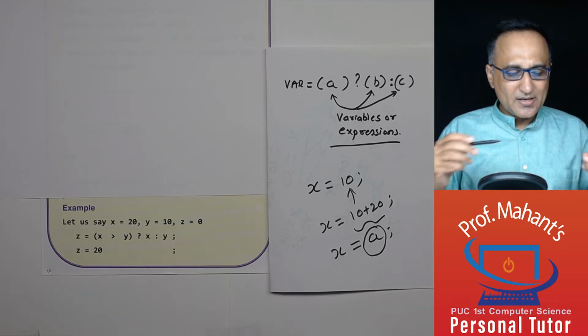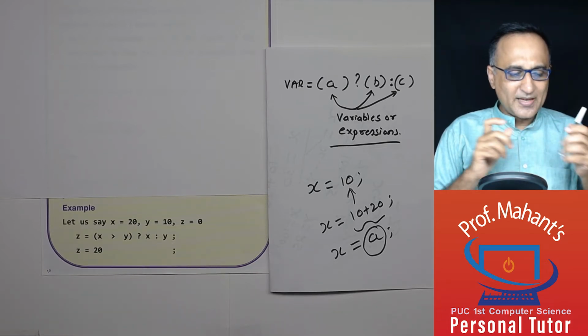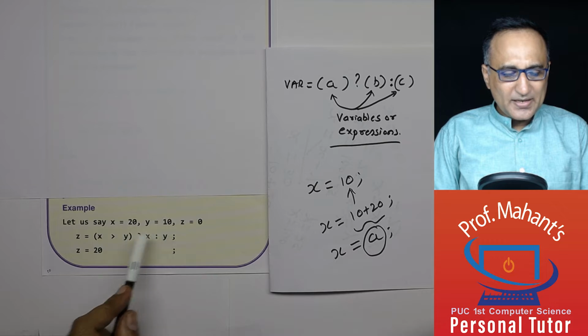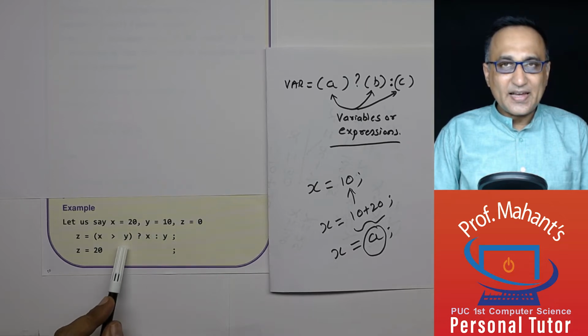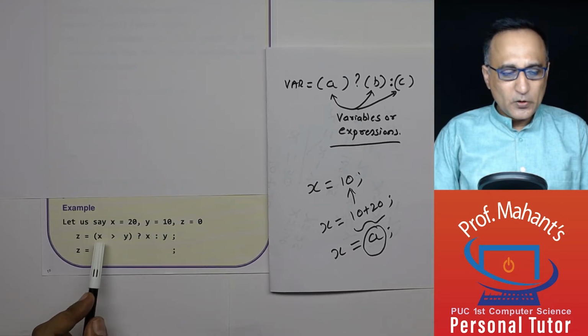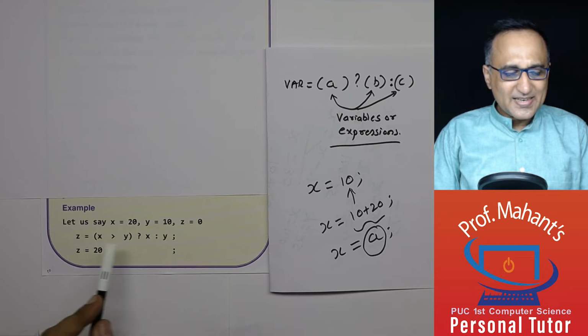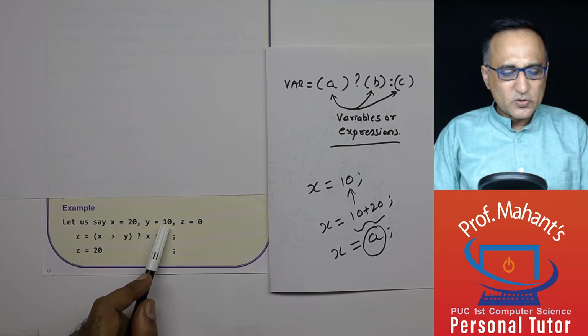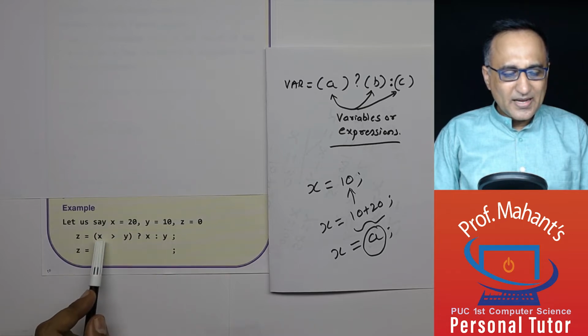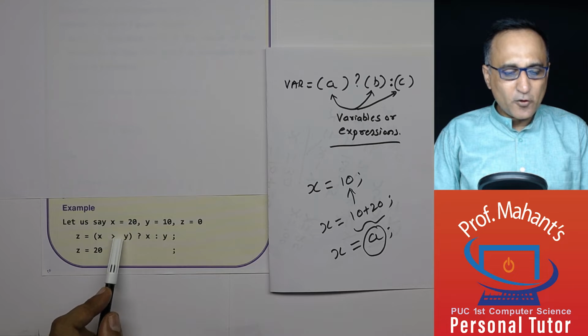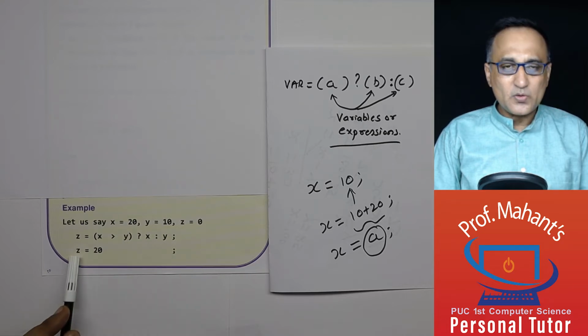So what I am doing here is comparing the value of x with y. Is 20 greater than 10? It can either be true or false. 20 is greater than 10 is true, so the value of x gets assigned to z. Suppose x was 10 and y was 20. 10 greater than 20 would have been false and the value of y would have been copied to z.